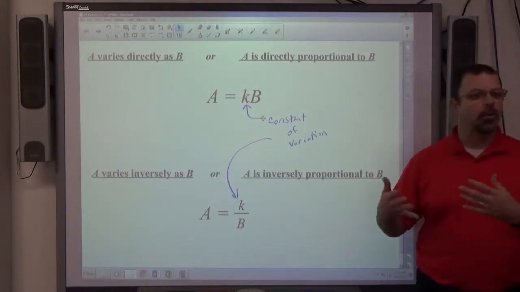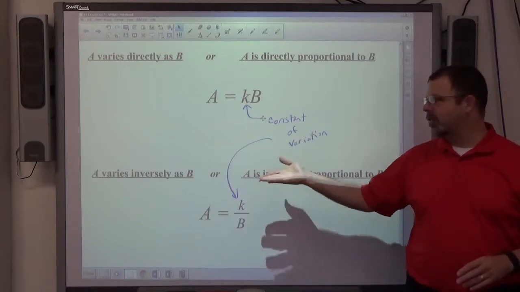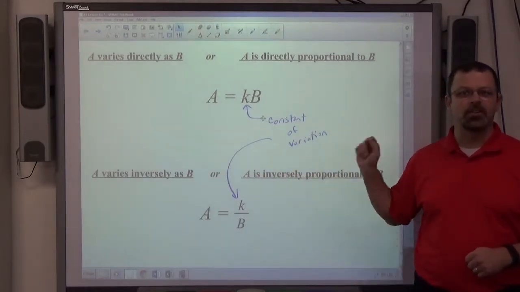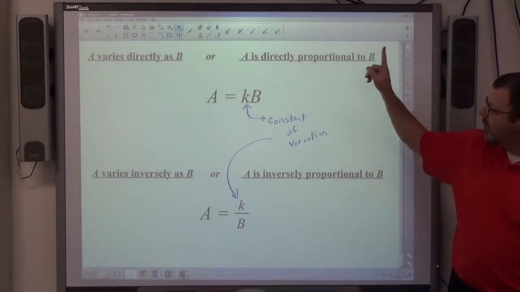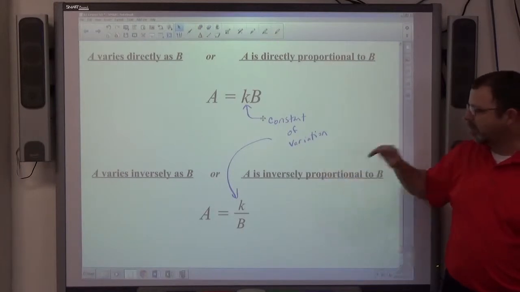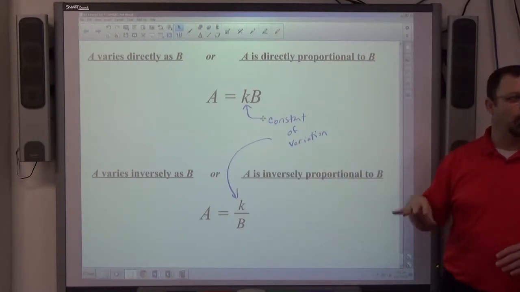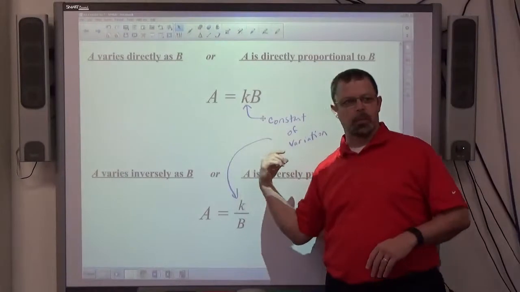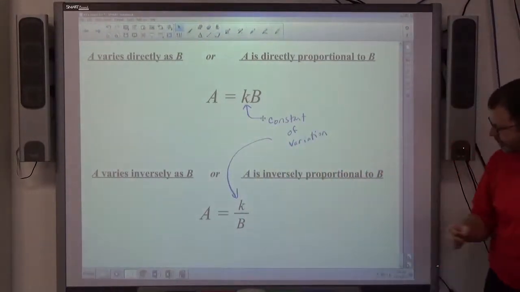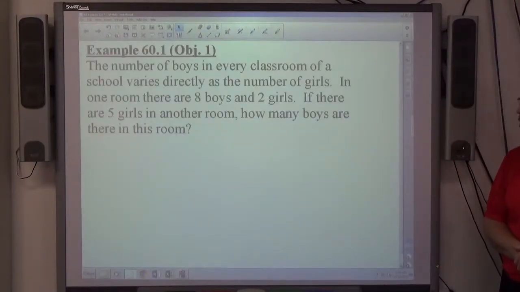So that's what a direct variation problem looks like. Inverse variation looks the same way. It just says inverse instead of direct. Again, they might say directly proportional, inversely proportional. One's worded with the varies, the other one's worded with proportional, so you can kind of get the idea.